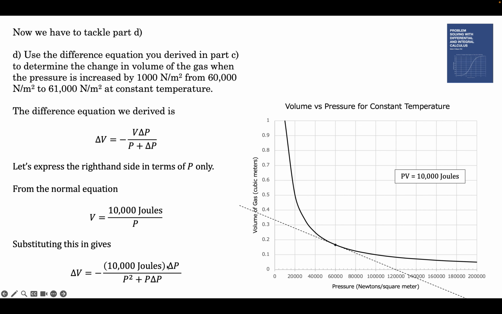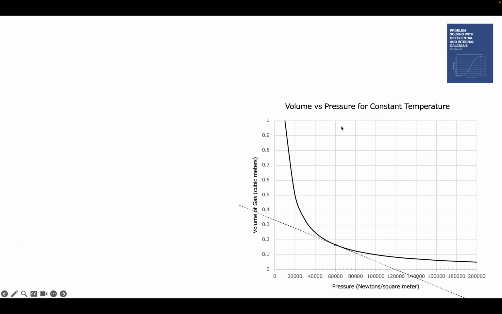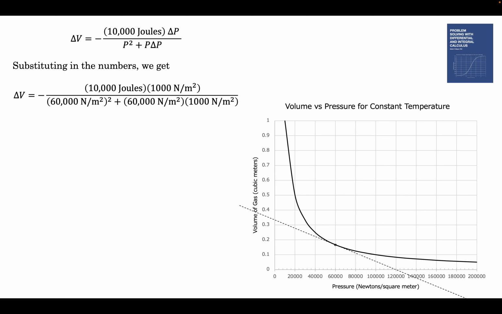It's minus 10,000 joules delta P divided by P squared plus P delta P. So P is 60,000 and delta P is 1,000. So there's the 10,000 joules, there's the delta P, there's the P squared, there's the P delta P. And we solve this for delta V, and we get minus 0.00273 cubic meters, and we're very happy with that.